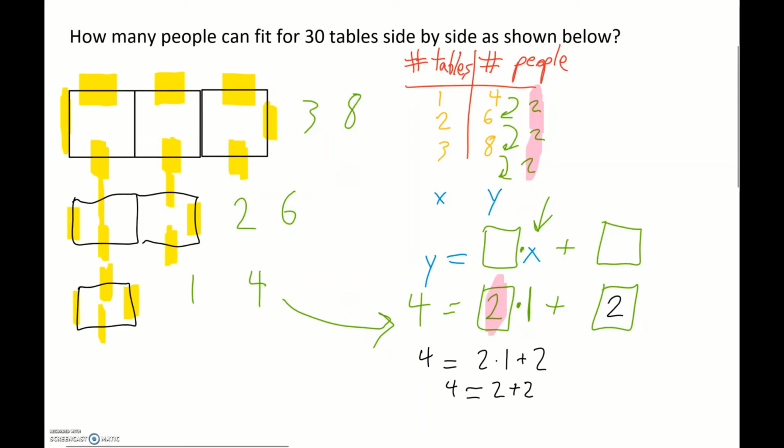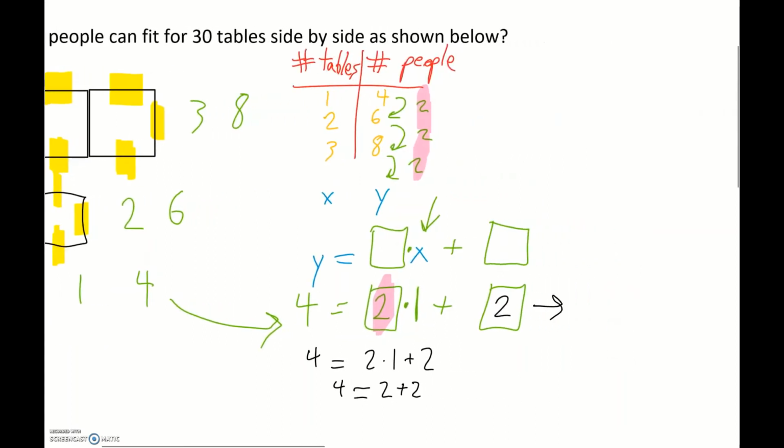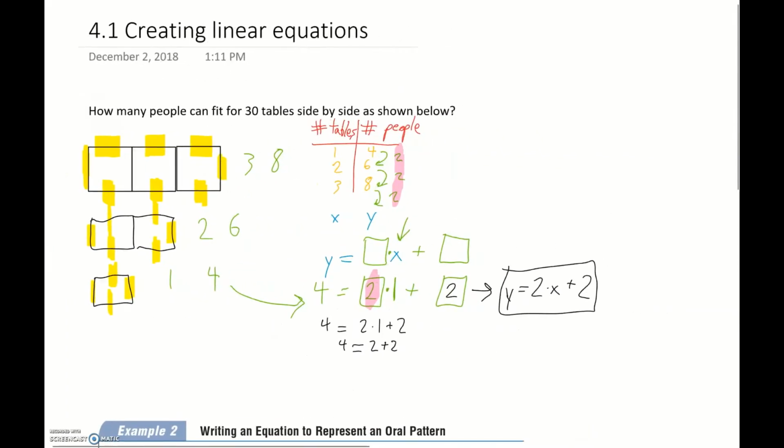Now that we have some numbers in here, our general equation is going to take these numbers and use them. So we have y equals 2 times x plus 2. This is our equation for the number of people. That's the y. Let's go with red. This is the number of people, and x, the number of tables.